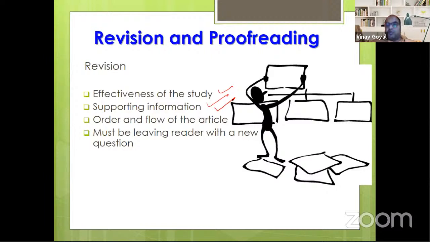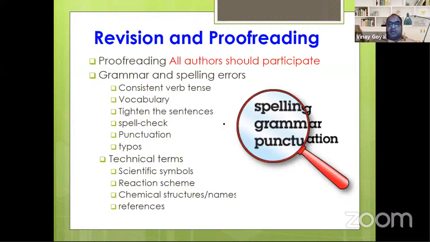And every time you read, the reader comes up with a new question, whether this has been addressed properly or not. I have already said this. Grammar and spelling errors are one of the important elements in a quality research paper to get it published in quality journals.